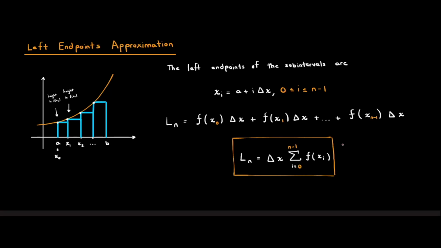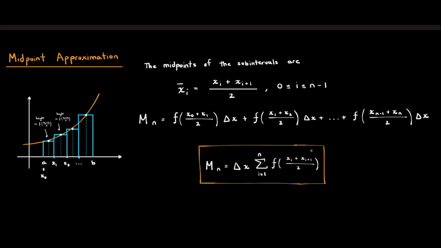Whereas in the right endpoint approximation, we wanted to skip the very first number, hence we started from i equals 1, and we wanted to include the very last endpoint, which is at n. And lastly, let's talk about the midpoint approximation. In this case, instead of using the left endpoint or the right endpoint to define the heights of each rectangle, we are going to take the midpoint of each subinterval and use the function value at those midpoints to define the height.